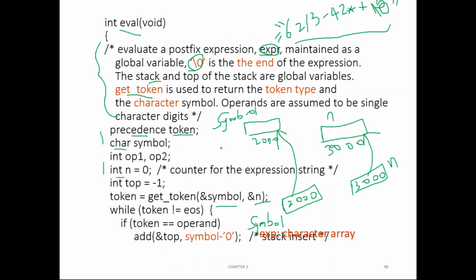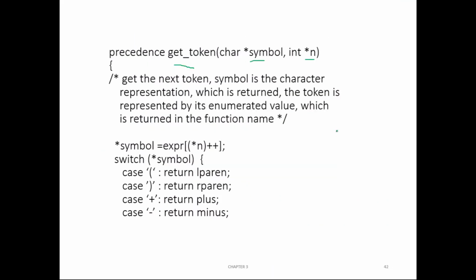Now we are in get token, so this part corresponds to get token. *n is 3000, *n is the value at n. What is the value at n? Initially the value at n is 0. So what it is doing, you can see here, it is expression of *n++. It is post incrementing, so it is expression of 0.